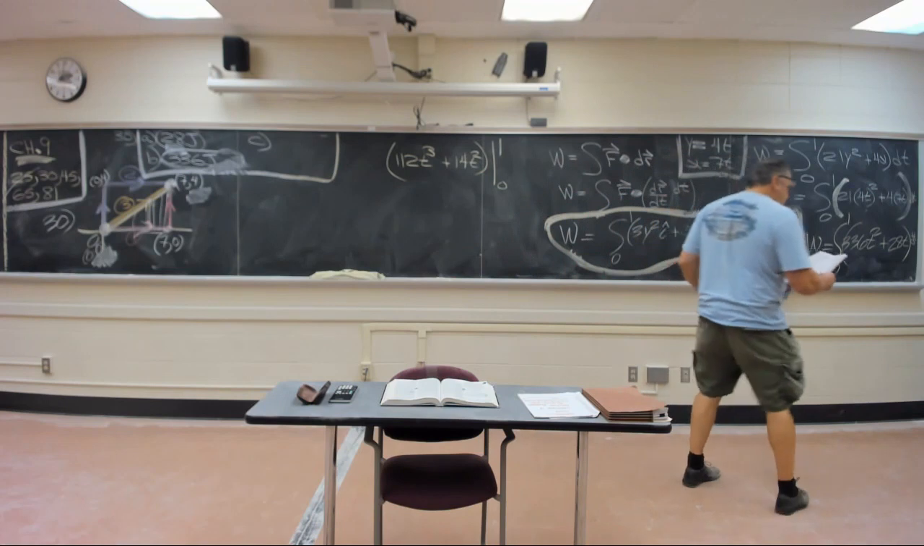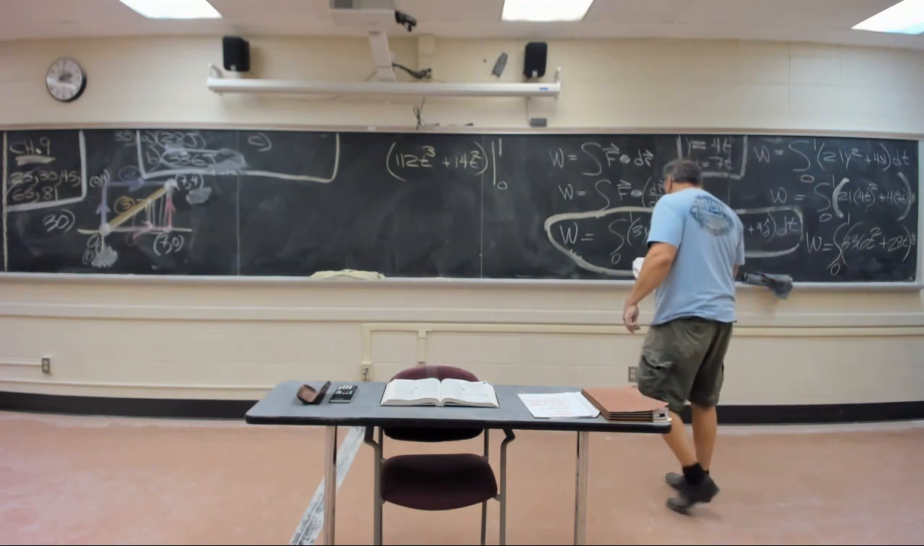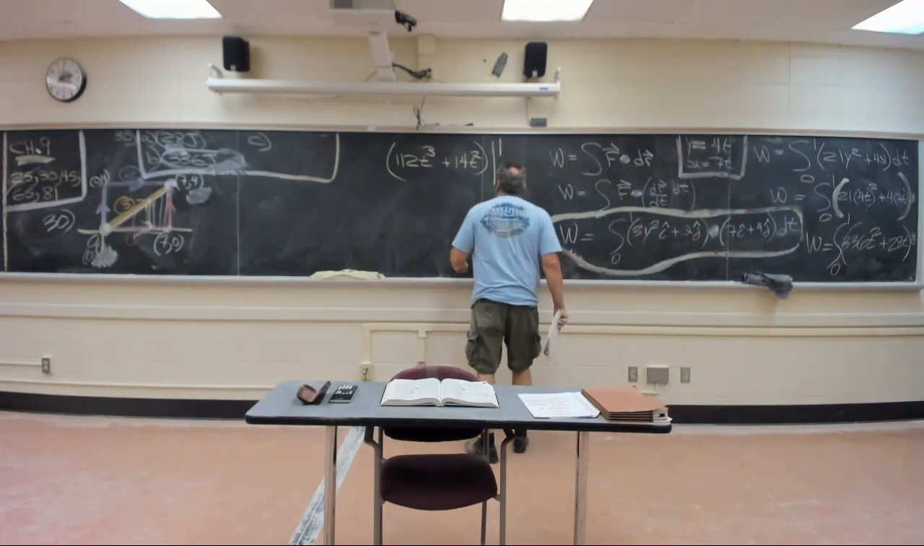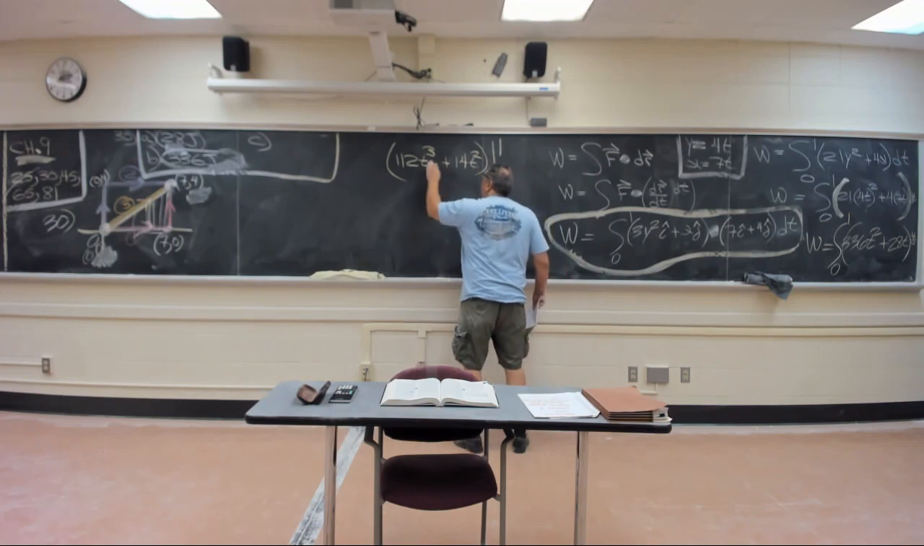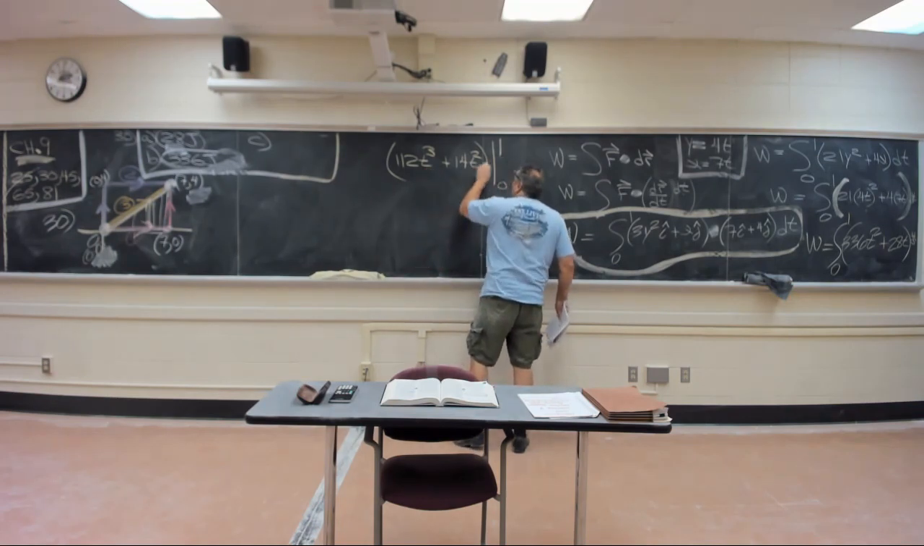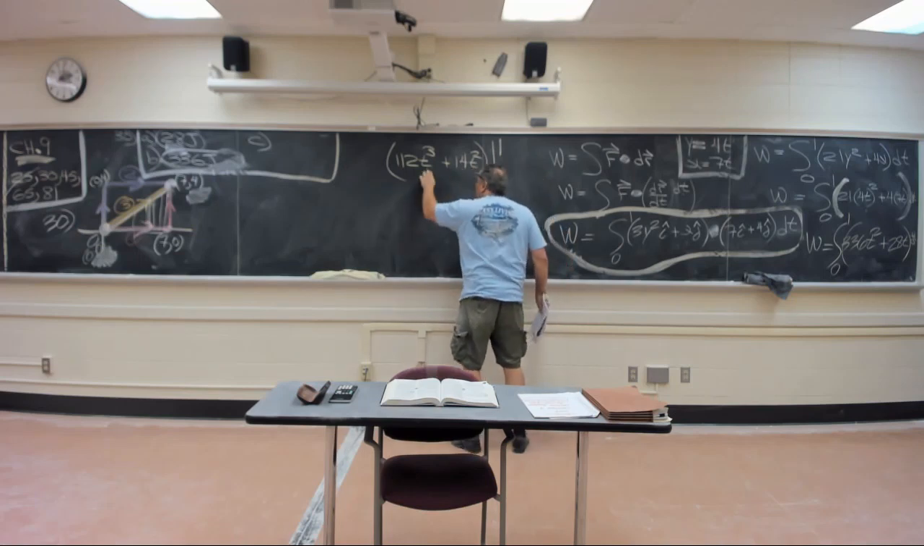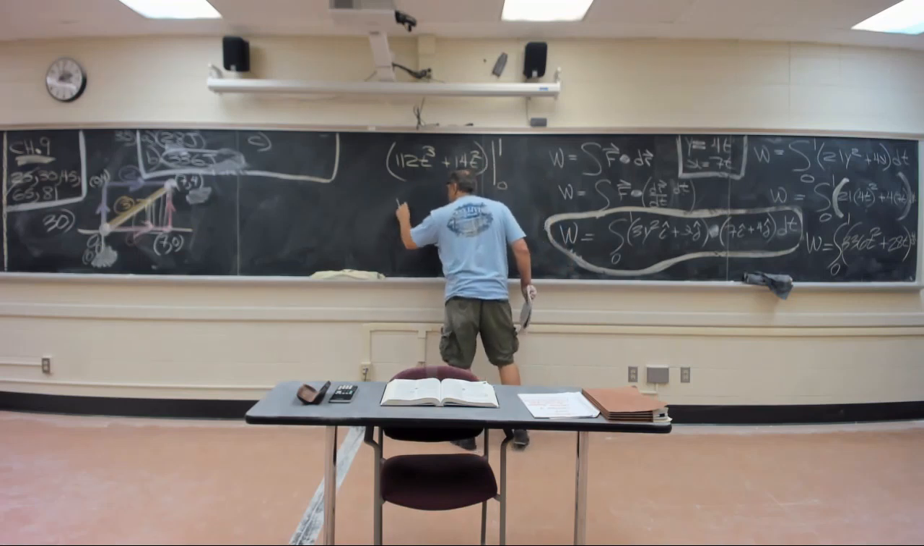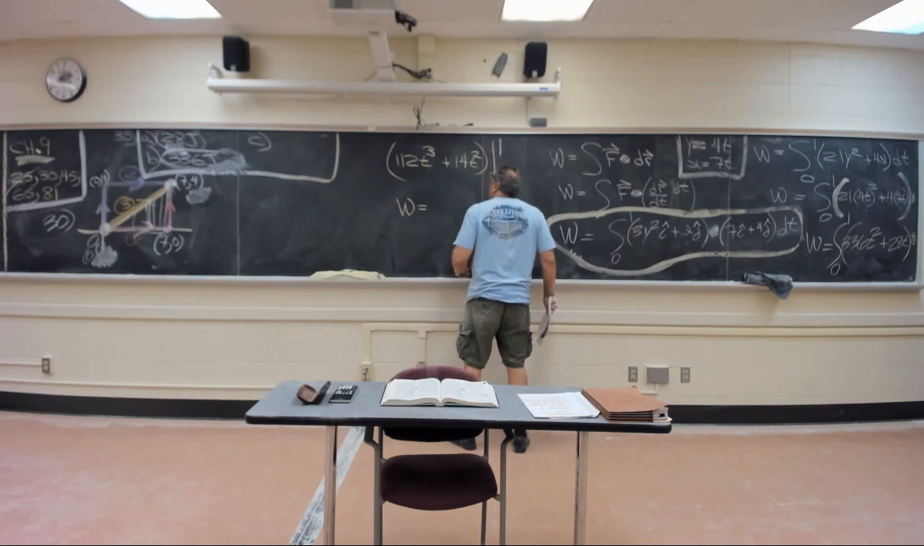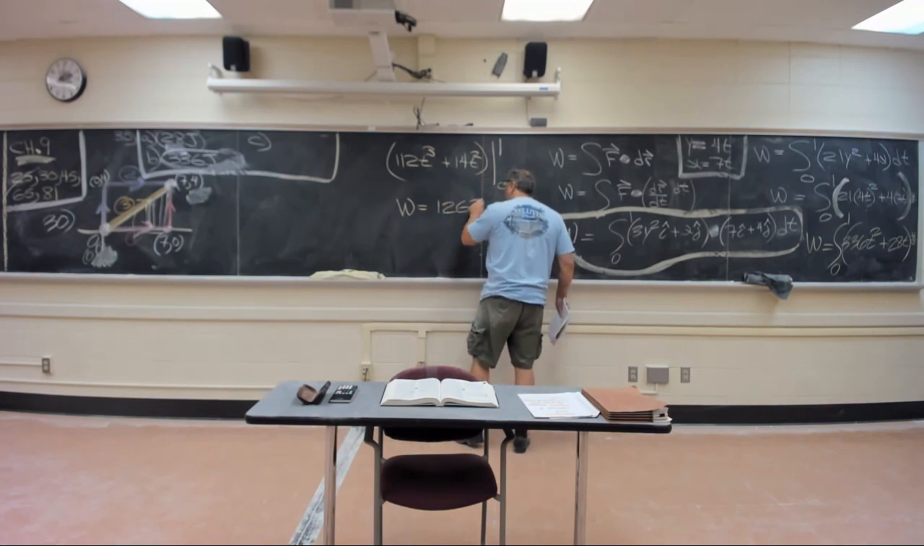Well, at least 0 and 1 makes life somewhat easier, right? You put a 0 here and a 0 there, 0 in both cases, it's just 0. Put a 1 here, you get 14. Put a 1 here, get 112. That's it. You get 126 joules.